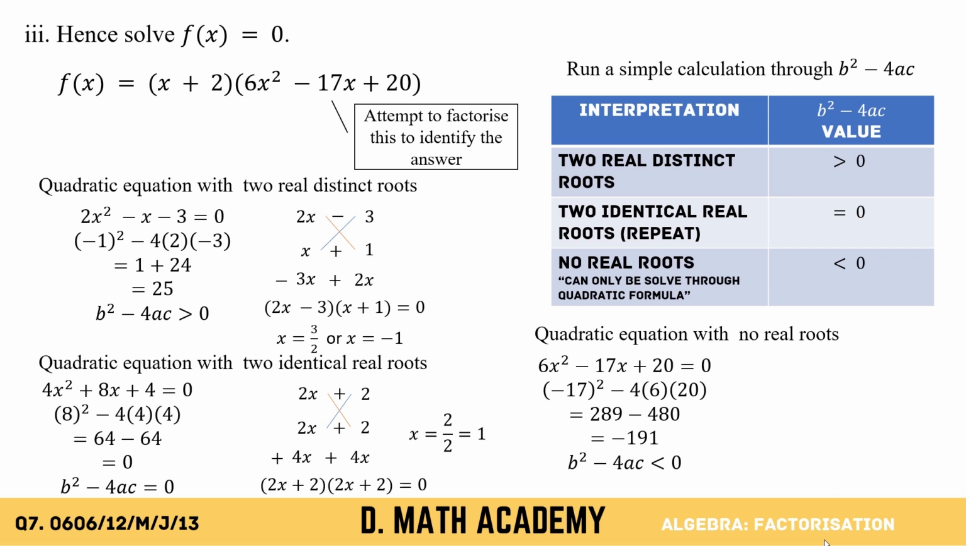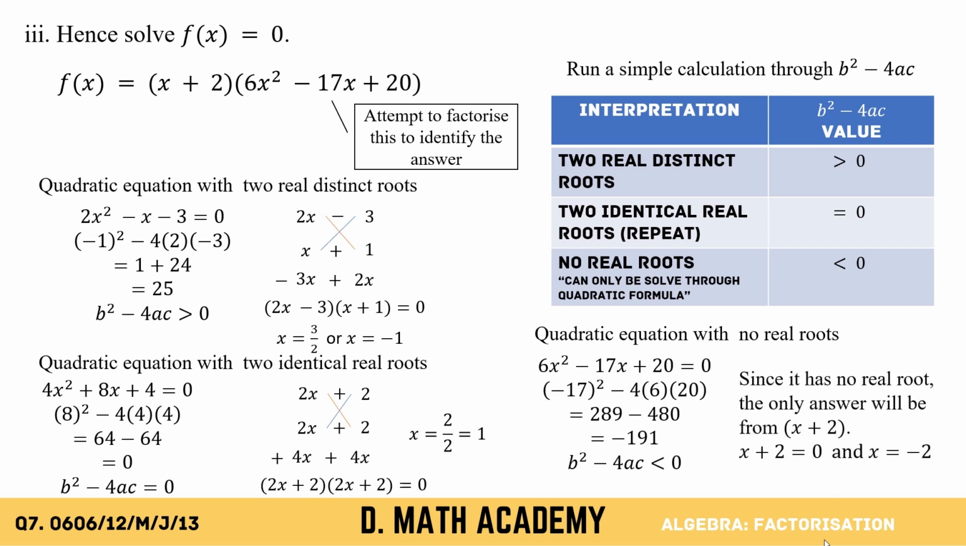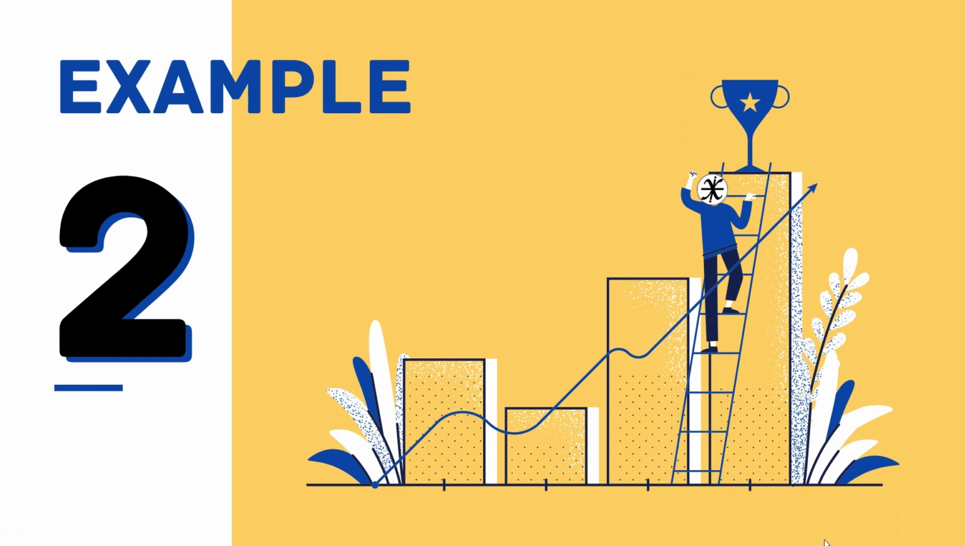Since it has no real root, the only answer that we can get is from the x plus 2. So when x plus 2 equals 0, our x result will be negative 2. So when your f(x) equals 0, our x will be negative 2, and that will be your only answer for this question. So it's slightly tricky, okay? However, if you understand this b squared minus 4ac concept, then you will know that the only acceptable root will be negative 2. That's pretty much it for this particular question. So I'm going to move on and show you another example.